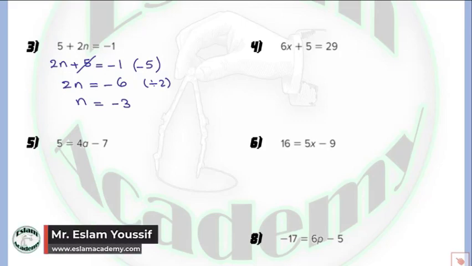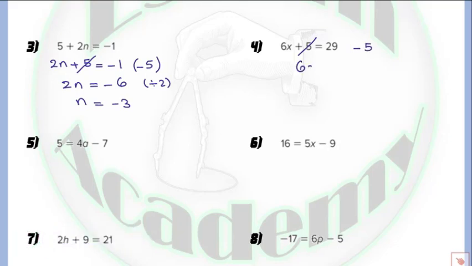6x plus 5 equals 29. Once we have addition, we'll use subtraction. So just subtract 5. Then 6x now would be equal to 29 minus 5 equals 24. Once we have a number multiplied by x, divide by this number. So we just divide it by 6. Now 6 divided by 6 equals 1. So just write x. 24 divided by 6 will be equal to 4. So the solution will be equal to 4.